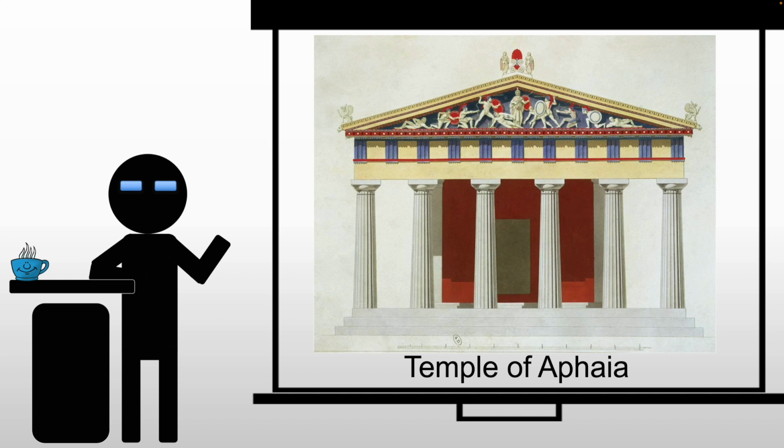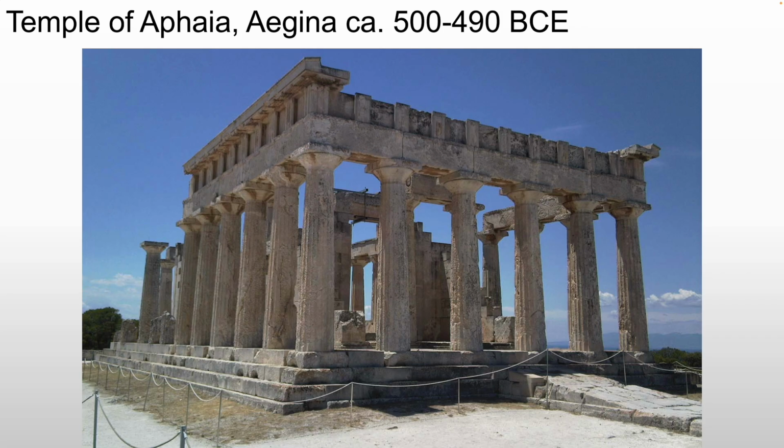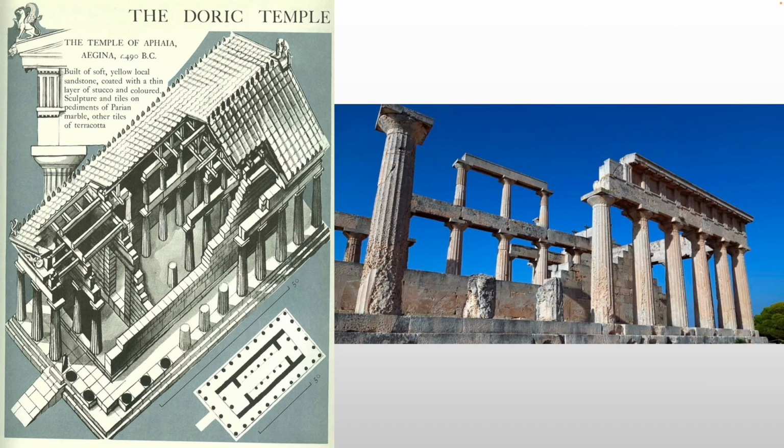And that's part of what we're seeing here at the Temple of Aphaia. So this is built around 500, 490 BCE, right around the end of the Archaic. And this is important because it reflects the revolutionary and evolutionary changes that we see in the period. It's dedicated to a local goddess by the name of Aphaia. And it's much more compact than the structure that we saw, for example, in the Temple of Hera I. The columns are more widely spaced and they are more slender.